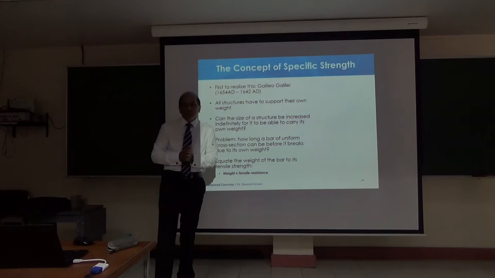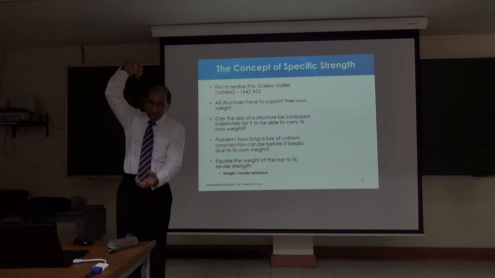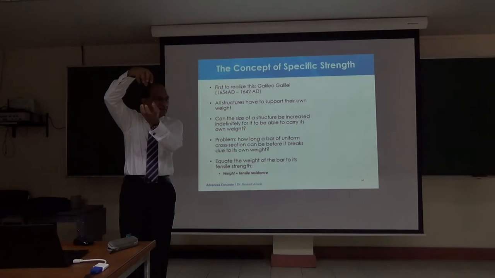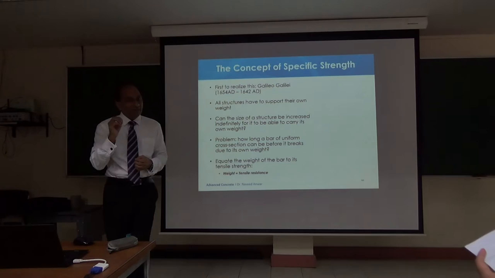Specific strength is the strength that a material can take by its own weight. For example, if you take a steel bar and you make it very long and keep making it very long, then at one point the self-weight of the bar will break the bar. So that strength, which is related to its own carrying capacity, is called specific strength. And that is a very important property because it shows you how efficient a material is.